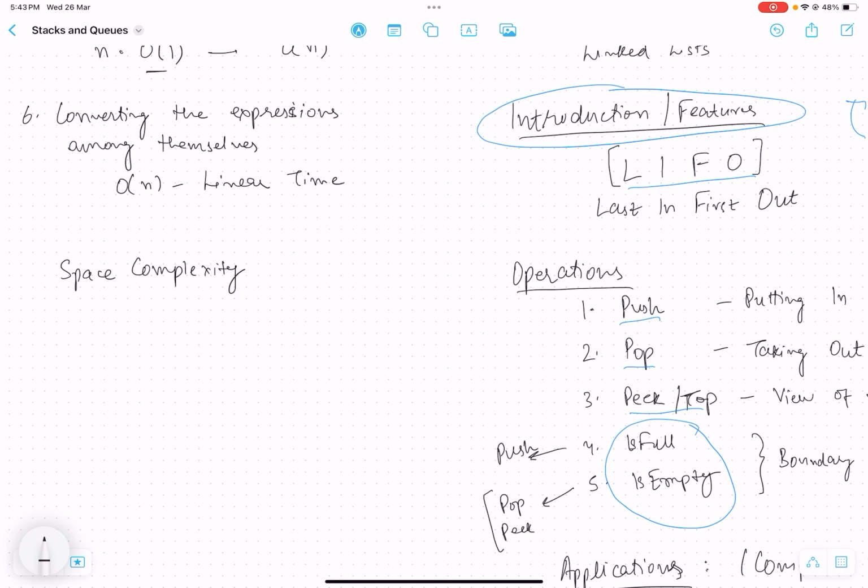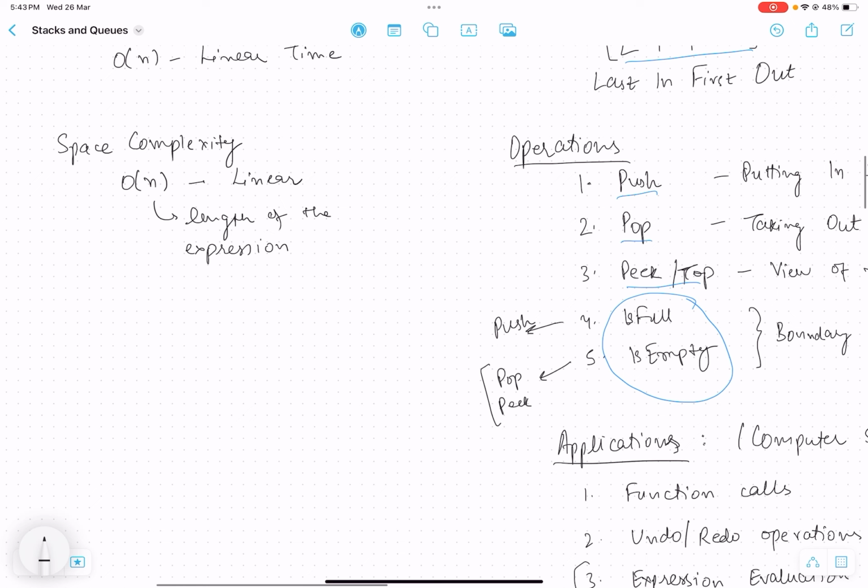Okay. Another thing is called space complexity. This means when you are performing an algorithm, how much extra space you are going to need. Okay. So for all stack based operations, your space complexity will always be O(n), linear. n is the length of the expression, right? Because at max, your stack can contain all the elements present in the expression. So that much space you at least need for your stack to solve the expression.